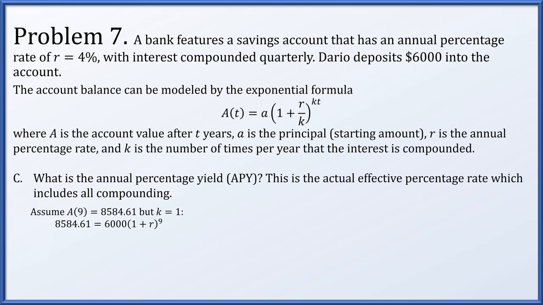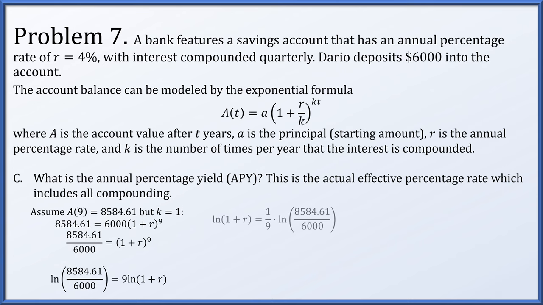So letting k equal 1 turns this into something a little simpler. We have our value at time 9 on the left, 6,000 times 1 plus r to the 9th on the right, and we need to solve for r, which will now be the annual percentage yield, the interest rate compounded annually, that would get us to the same place. So divide both sides by 6,000. Now we have that exponent of 9 to take care of, so take logs of both sides. Divide both sides by 9, re-exponentiate, and subtract 1.